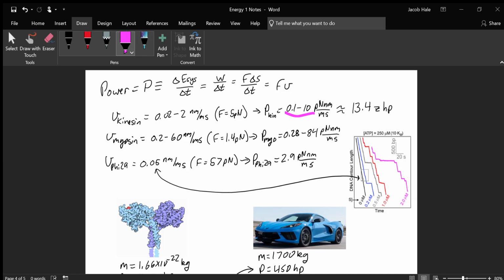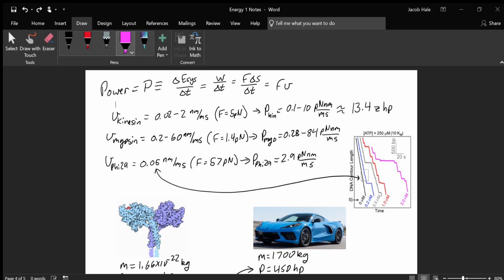Okay, so power is a rate of change of energy. Now, if you're into engines and motors, another way of talking about power is horsepower. A horsepower is not a convenient unit for molecules. As you can see, that's the same thing as 13.4 zepto horsepower. So very small horsepower.